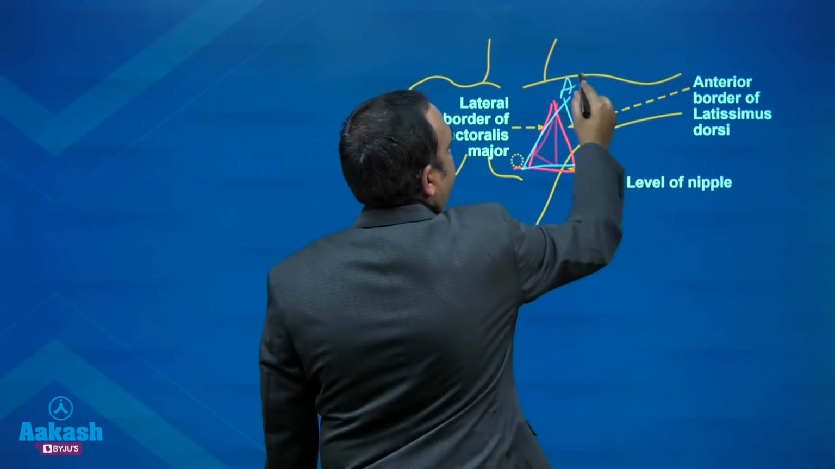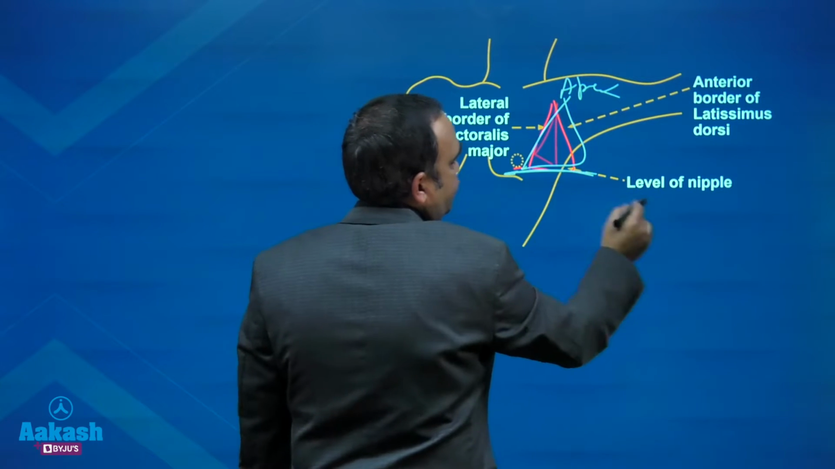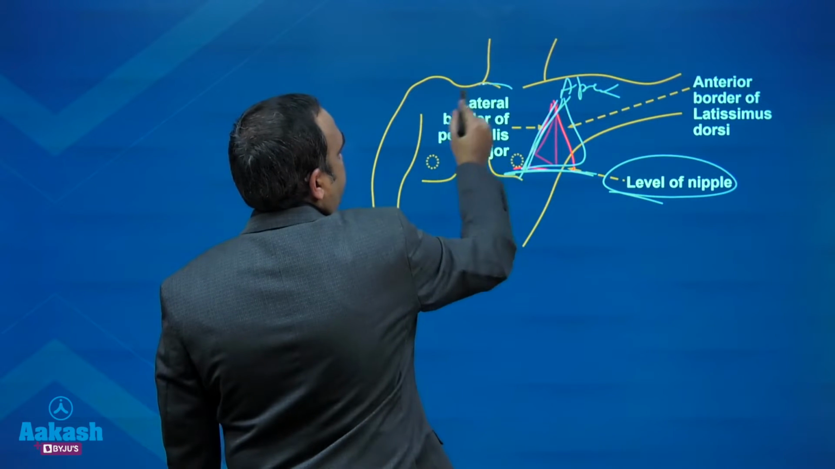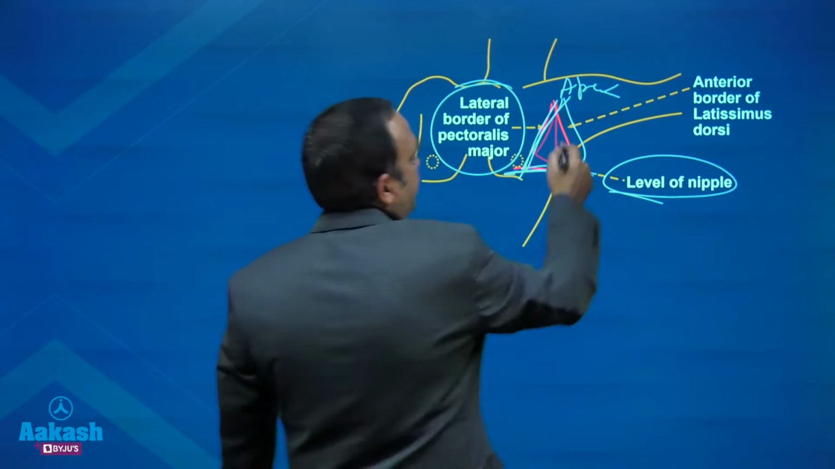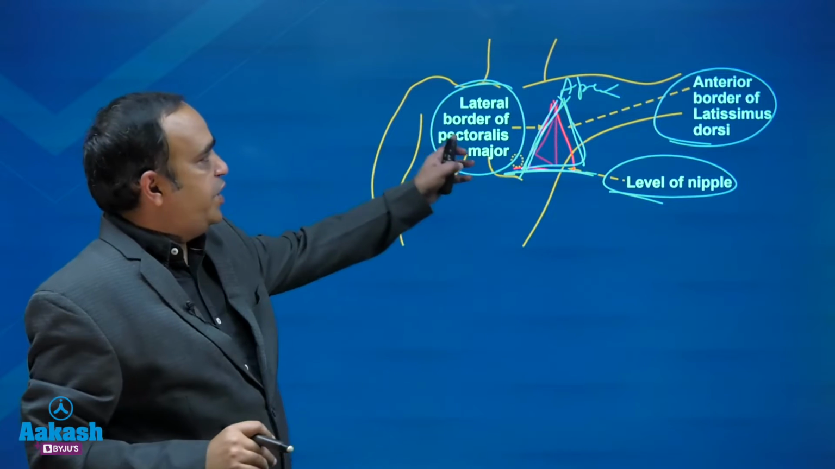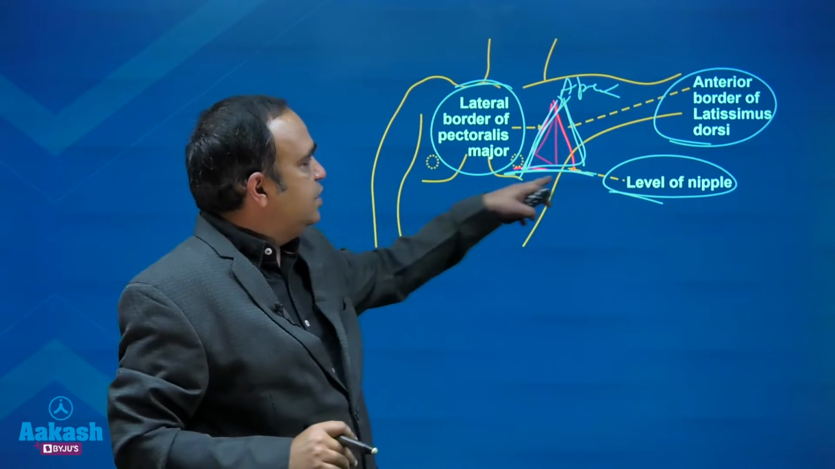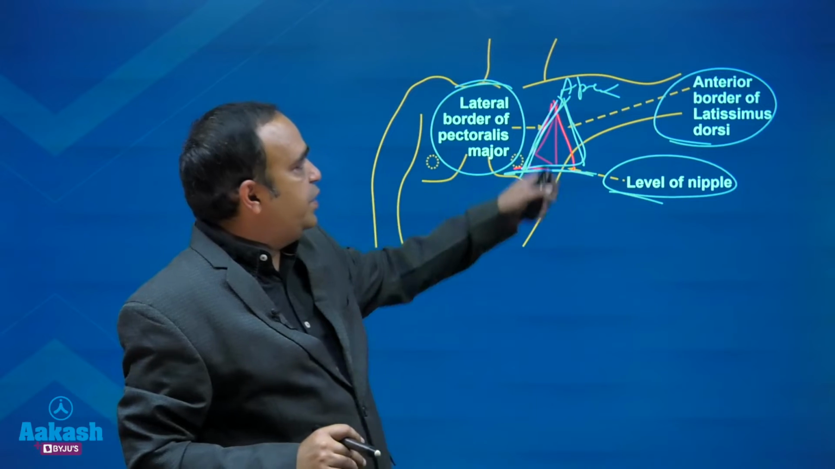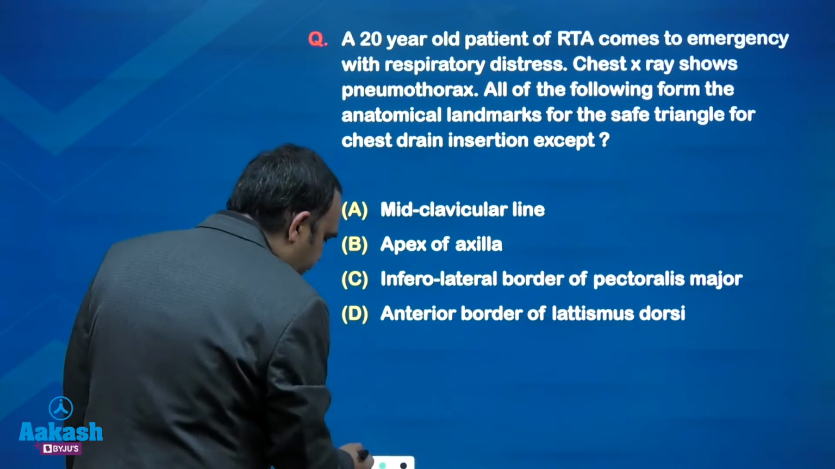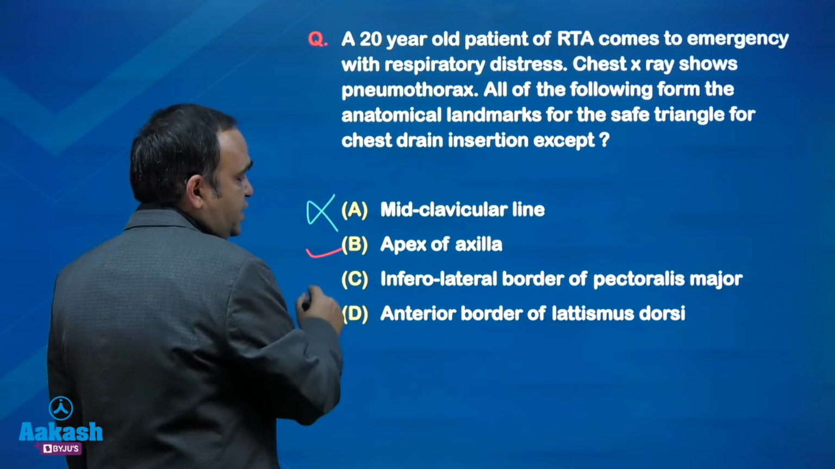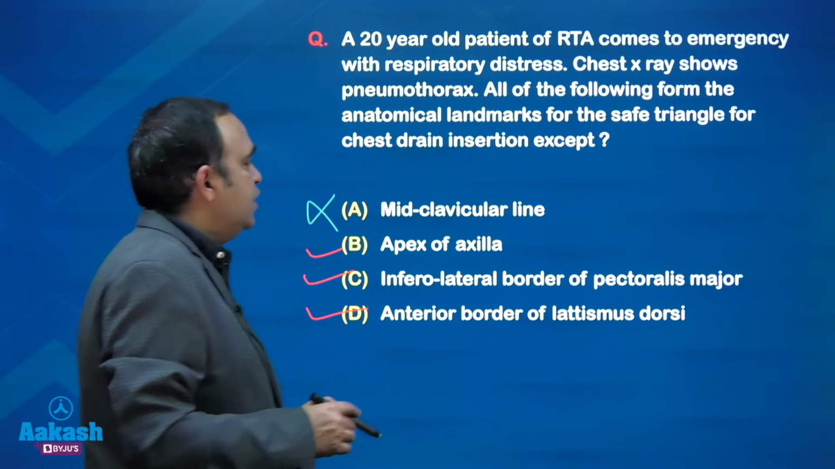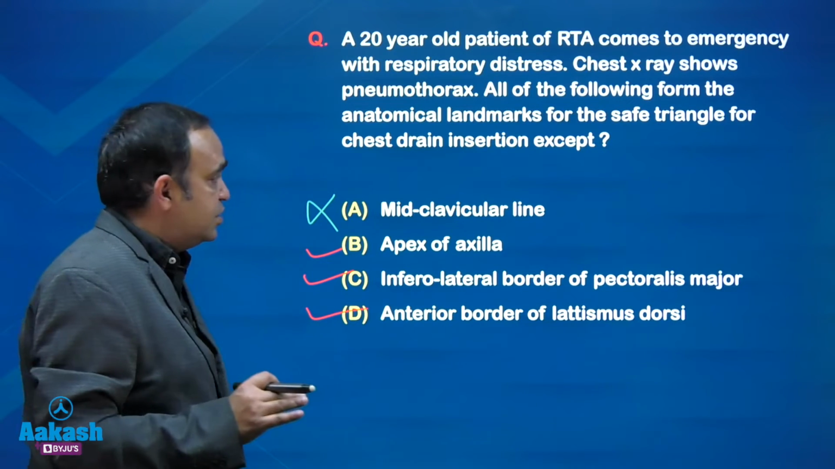right? So that's the apex of axilla, that's a transverse line at the level of nipple, horizontal line. The inner border is lateral border of pectoralis major, the lateral border is anterior margin of latissimus dorsi. So pectoralis major, latissimus dorsi, the horizontal line at the level of nipple and the apex of axilla. So very easy, there is no mid clavicular line involved here, right? So apex of axilla, lateral border of pectoralis major, anterior border of latissimus dorsi. So that's the site for chest tube insertion, right?